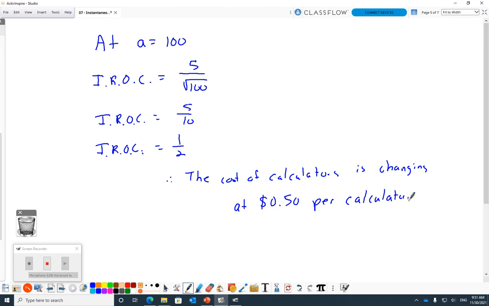Why does this happen when you're in manufacturing? Building the first calculator, let's say we decided to make our own calculator company. Building the first calculator off the line is probably going to cost us $150,000. We've got to build a building. We've got to buy all the supplies. We've got to hire all the people.